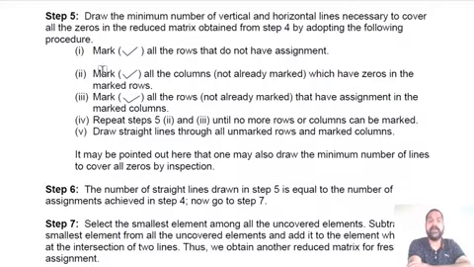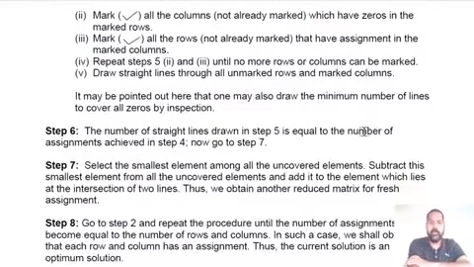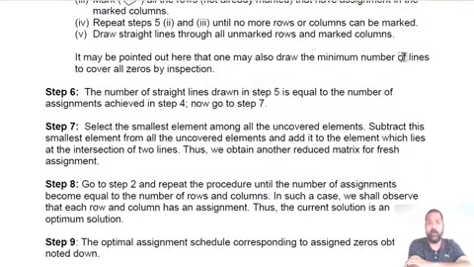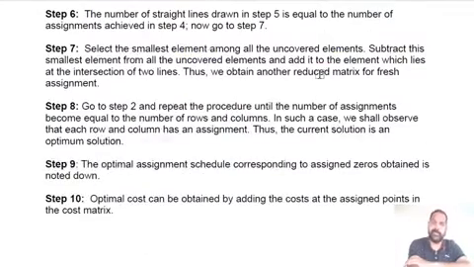After that, repeat steps 2 and 3 over and over again until no more rows or columns can be marked. Number 5, draw straight lines through unmarked rows and marked columns. Done. It may be pointed out that one may draw the minimum number of lines to cover all the zeros by inspection. I want you to ignore this for the time being. Come to step 6. The number of straight lines drawn in step 5 is equal to the number of assignments achieved in step 4. Now go to step 7.